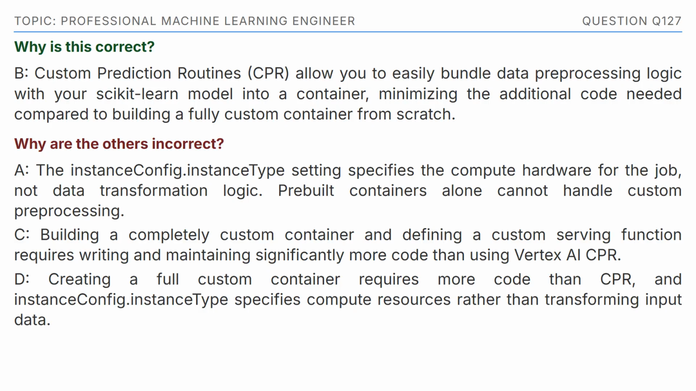Why are the others incorrect? A. The instanceConfig.instanceType setting specifies the compute hardware for the job, not data transformation logic. Pre-built containers alone cannot handle custom pre-processing. C. Building a completely custom container and defining a custom serving function requires writing and maintaining significantly more code than using Vertex AI CPR. D. Creating a full custom container requires more code than CPR, and instanceConfig.instanceType specifies compute resources rather than transforming input data.